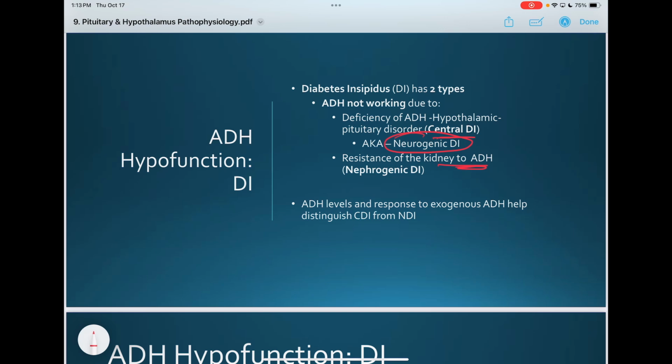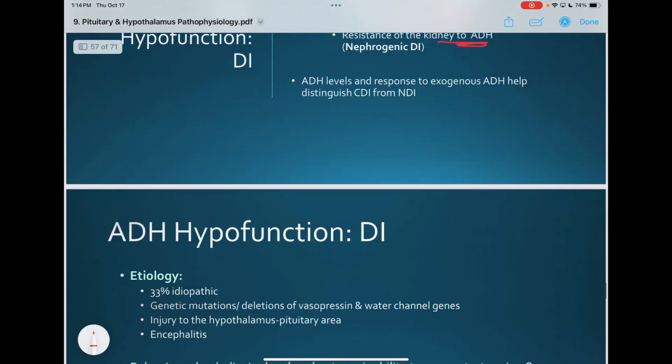So one of the tests you can do is you give a patient ADH, and you see what happens. If you give them ADH and they have a response to it, what type of DI do they have? Central, why? The kidneys can still respond to ADH. So if I give you ADH, you're going to start diuresing because your kidneys are so responsive. If I give you ADH and nothing happens, we know it's nephrogenic because the target gland doesn't respond. Okay.